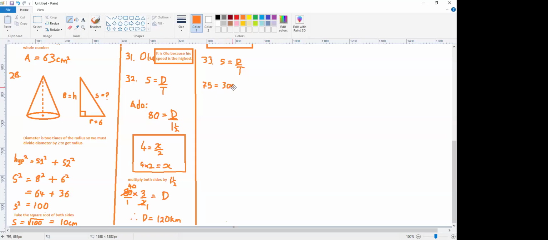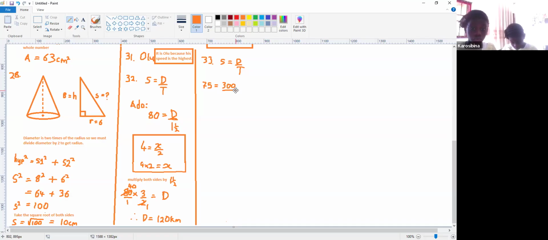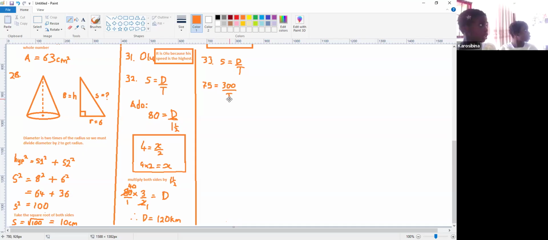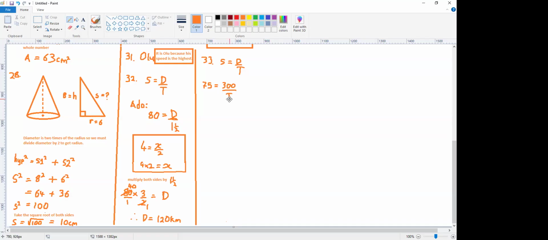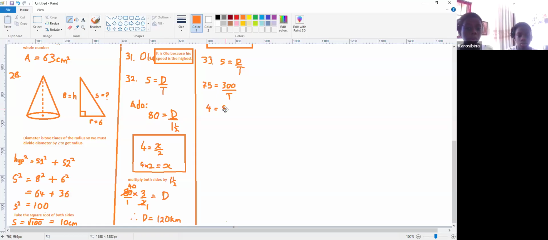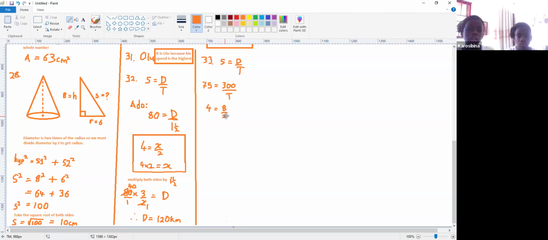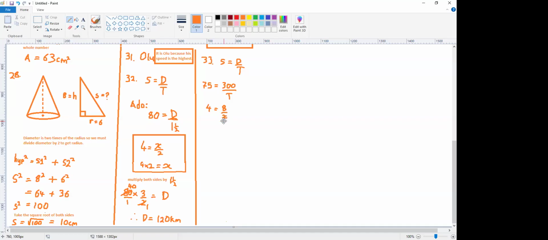Are we ready now? So which one are we looking for? The one I'm looking for is T, isn't it? Favor is not paying attention. We're looking for T. Favor, focus. I'm looking for T. You need to know the question I'm going to ask you now. So 75 equals 300 over T. The question is, what are we going to do to both sides to find T?